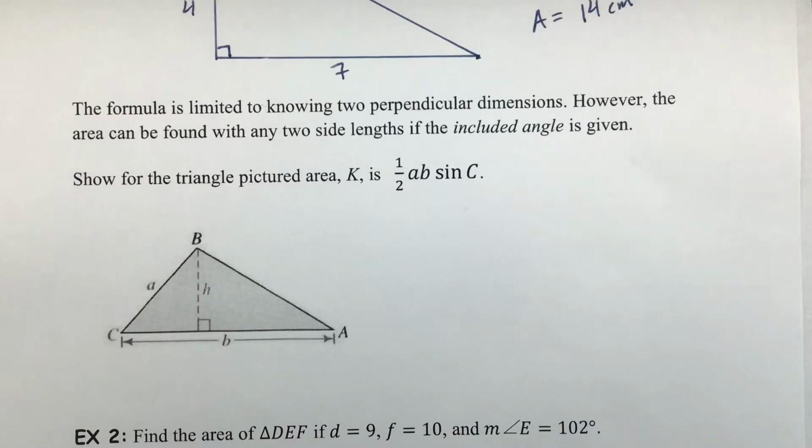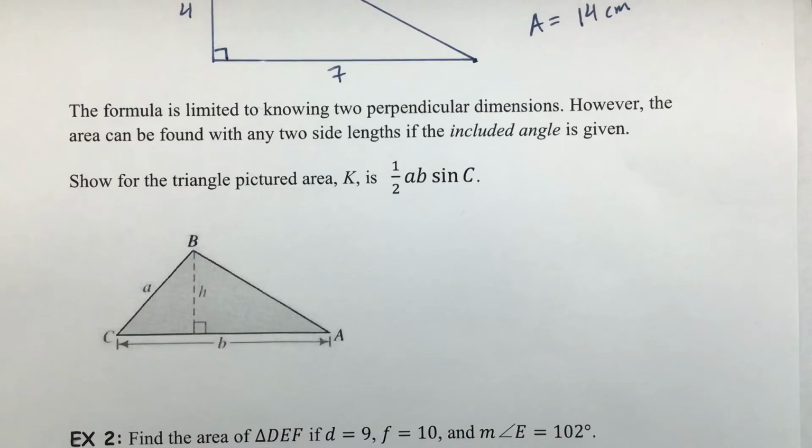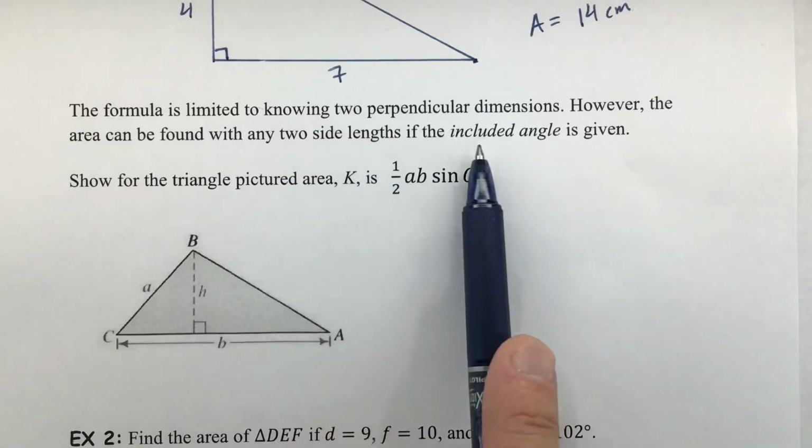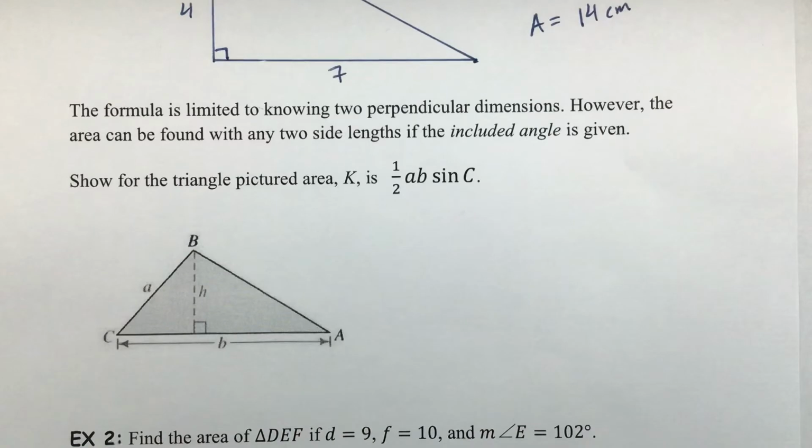Okay, the original formula requires you to know at least a side and then a perpendicular to it. So you need to know a side, you need to have a right angle, and you need to have a perpendicular. So there's sort of like 3 things that you need to know. For what we're going to do with trigonometry, you're still going to need to know 3 things, but they're different. You're going to need to know 2 sides, you're going to need to know 2 side lengths, and you're going to need to know the included angle. Okay, the included angle just means the angle that sits in between them.